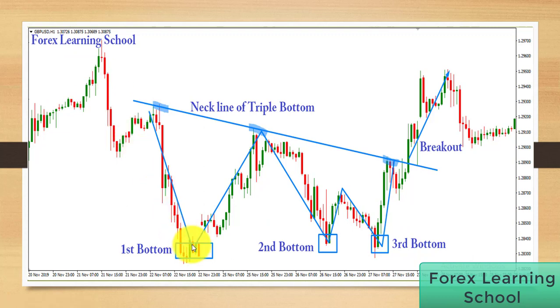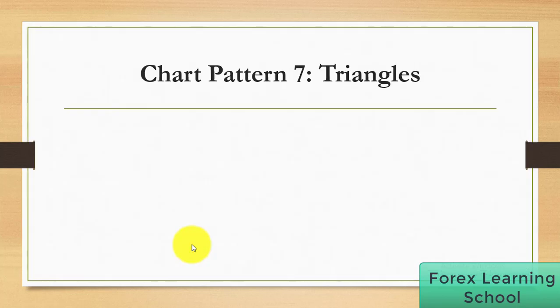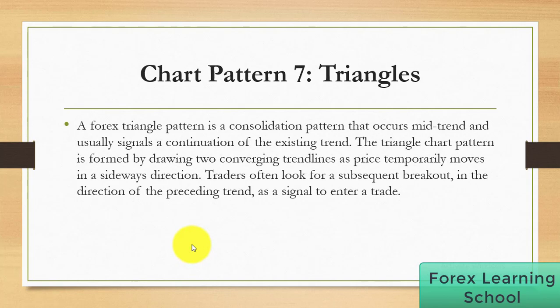Chart pattern 7. Triangles. A Forex triangle pattern is a consolidation pattern that occurs mid-trend and usually signals a continuation of the existing trend. The triangle chart pattern is formed by drawing 2 converging trend lines as price temporarily moves in a sideways direction. Traders often look for a subsequent breakout in the direction of the preceding trend as a signal to enter a trade.